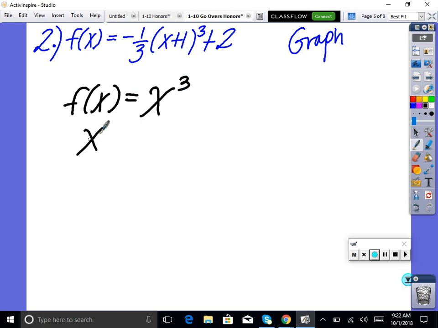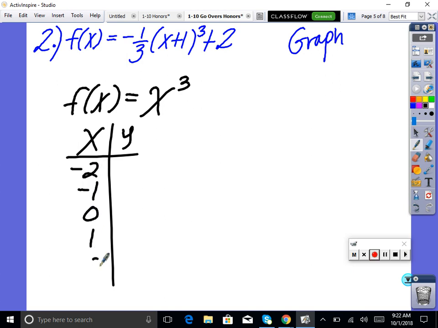X cubed, you plot some parent function points. Like negative 2, negative 1, 0, 1, and 2, because all of those will be whole numbers. Negative 8, negative 1, 0, 1, 8. Then you're just going to perform the transformations and graph the function.